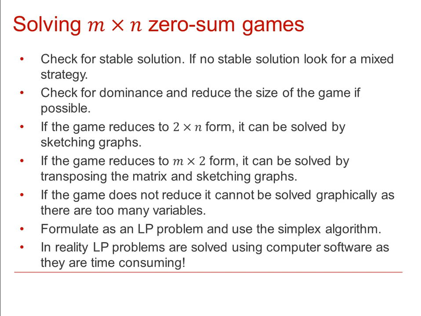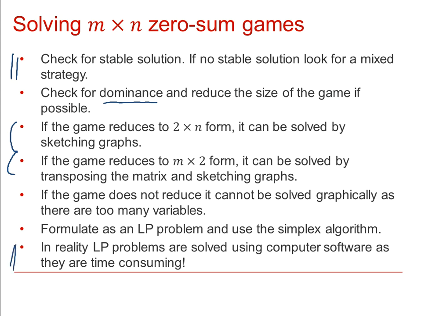In summary then, we can solve m by n zero-sum games with the following process. We must first of all check for a stable solution, but if there's no stable solution, we need to go for a mixed strategy. Always remember that dominance may reduce the size of the game, and if we can get it to a 2 by n or n by 2 game, then we can use graphical methods. The first one, 2 by n, just sketching directly, and n by 2 we can first transpose and then use graphical methods. If that doesn't happen, however, then we can formulate as a linear program and solve the linear program using simplex algorithms.